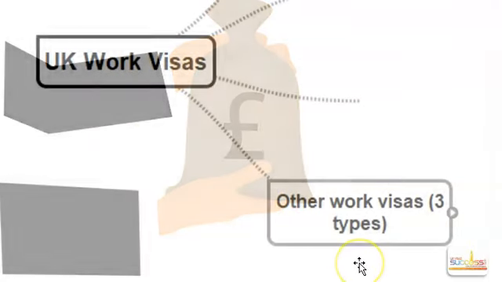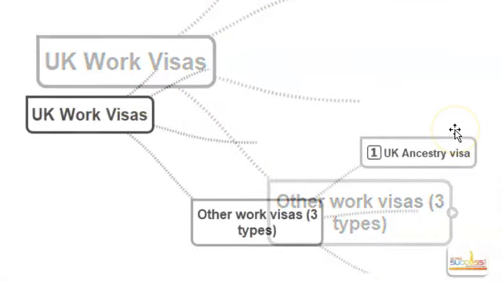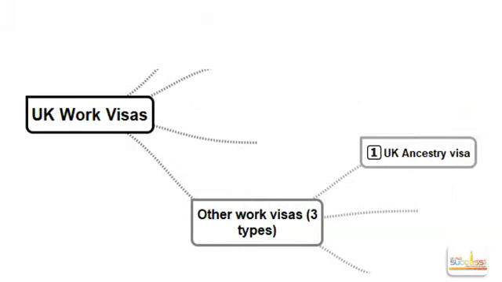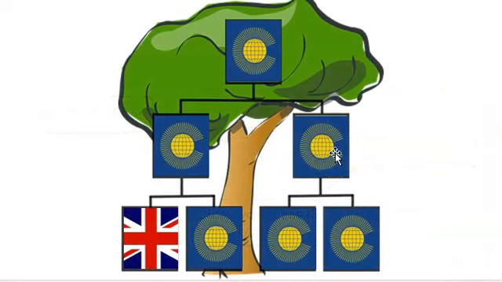The last category is for the UK work visas, which were established quite some time ago. The first one is called the UK Ancestry Visa. To be able to apply under the UK Ancestry route, you'll need to be a Commonwealth citizen. You will need to be outside the UK. In other words, you cannot switch to this particular UK immigration category.